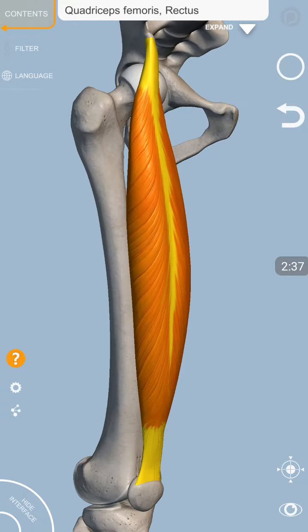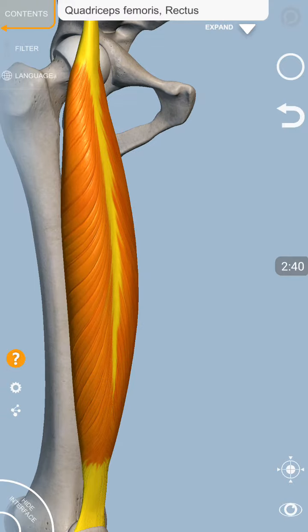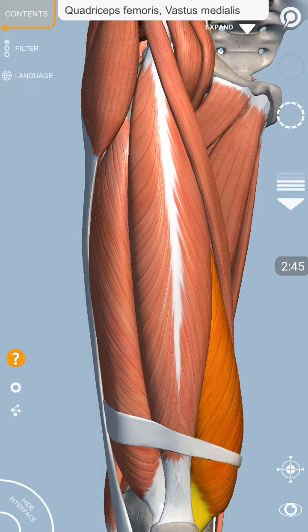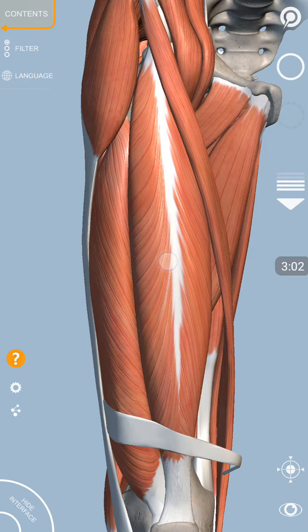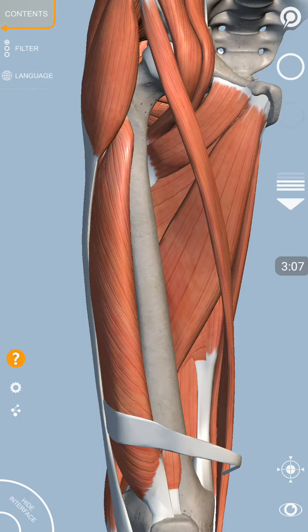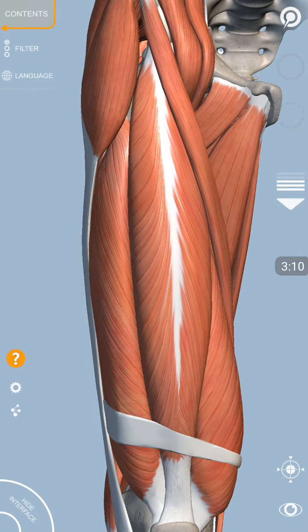Then we have the other group of muscles called the quadriceps femoris muscle. Quadra means four and ceps means headed, so this muscle has four heads. It has different parts: rectus femoris, vastus lateralis, and vastus medialis, and below this vastus medialis we have vastus intermedius. So this muscle is comprised of four parts, which is why it is called quadriceps, a muscle with four heads.